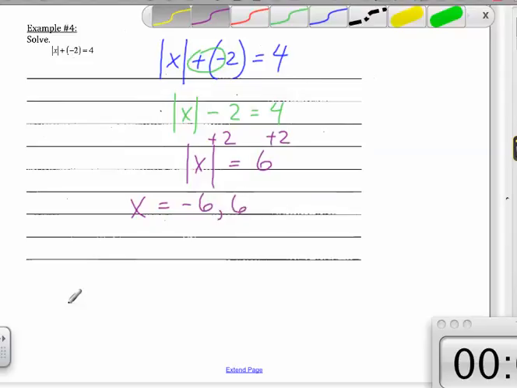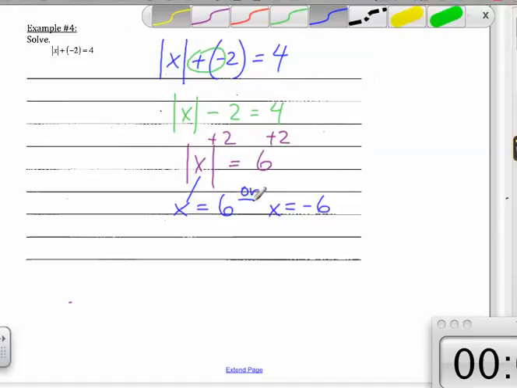Guys, whenever I get an absolute value like this, I'm actually going to erase this right here. Whenever I get an absolute value like this, I need to take whatever's inside the absolute value, in this case it was x, and I need to set it equal to positive 6, and I need to say it's also negative 6. I need to write both of them.